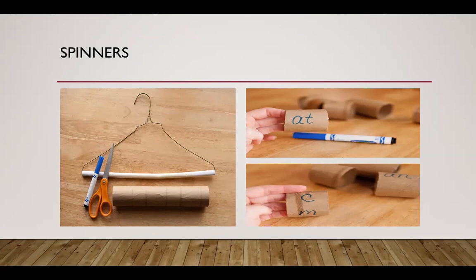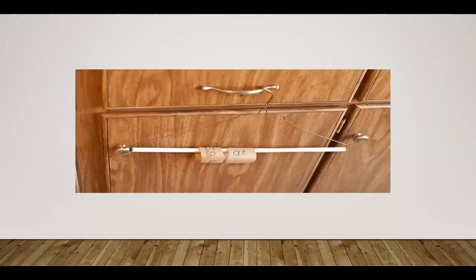Next, write the first sounds of the word families on another piece of cut tube. Then you can slide your tube pieces on and replace the hanger end back inside the bar. Now your child can spin the first letter or sound of the word to make different words. You could also do this activity with 3 separate sounds to practice blending.